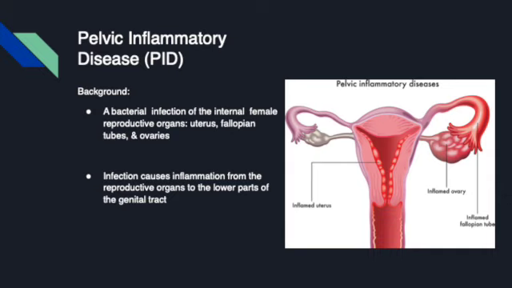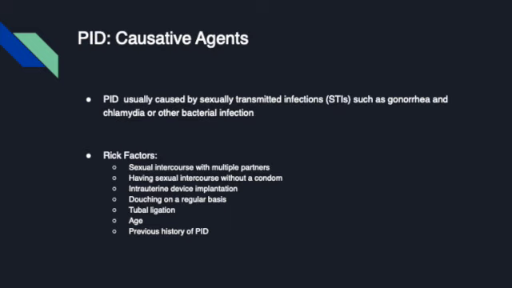So, some causative agents of PID. PID is usually caused by sexually transmitted infections, otherwise known as STIs, such as chlamydia or gonorrhea, but it can also be caused by other bacteria found in the vagina. Women who have multiple sexual partners, a history of STIs, and previous PID infections are at higher risk for developing PID.